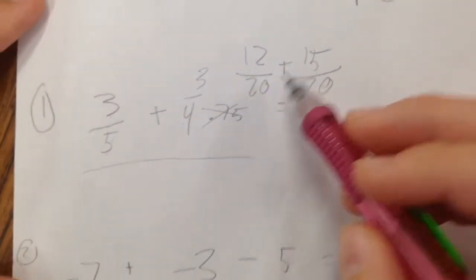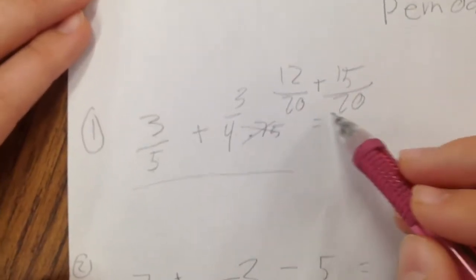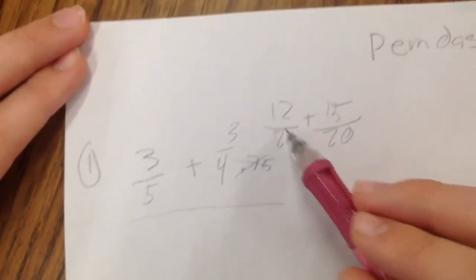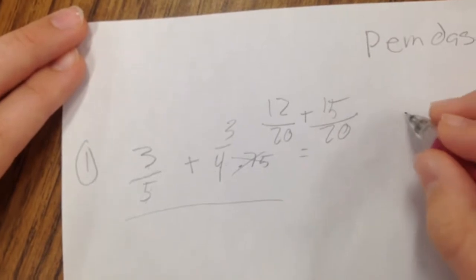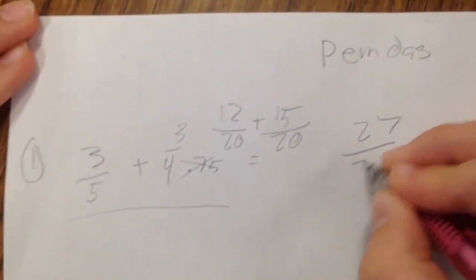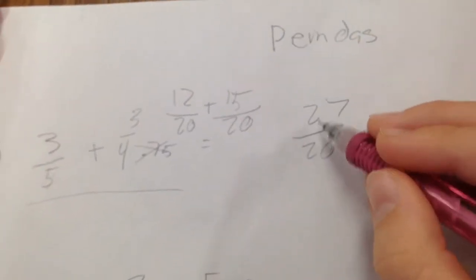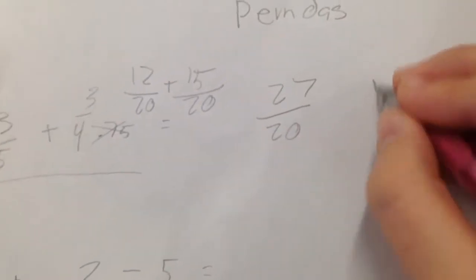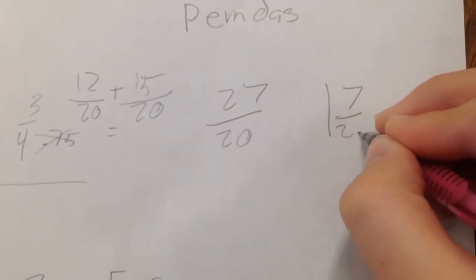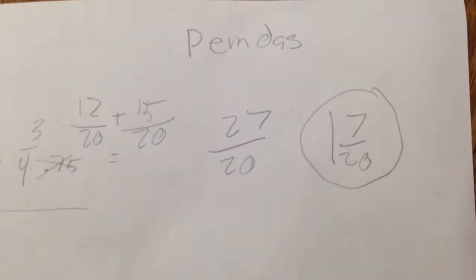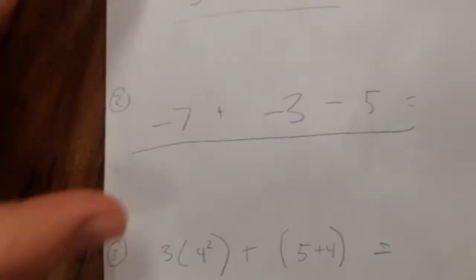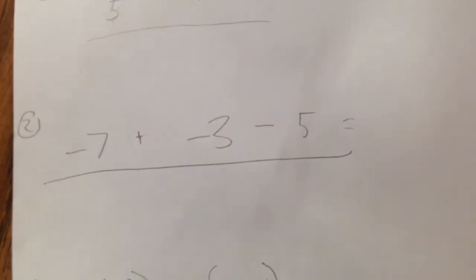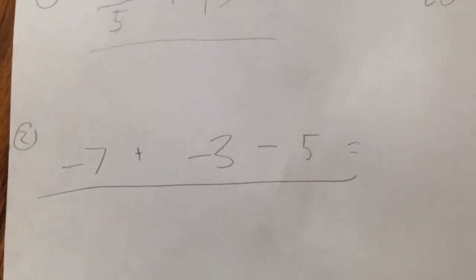Add these. You don't have to change the denominators now because those are the same. So 12 plus 15 equals 27 over 20. So 27 over 20 equals 1 and 7/20. There's your answer for that one. And then for number 2, pause the video and work on that one, and we'll show you guys the answer after.